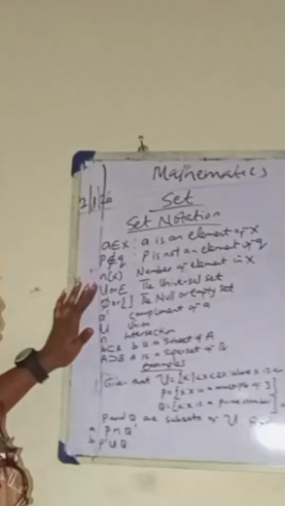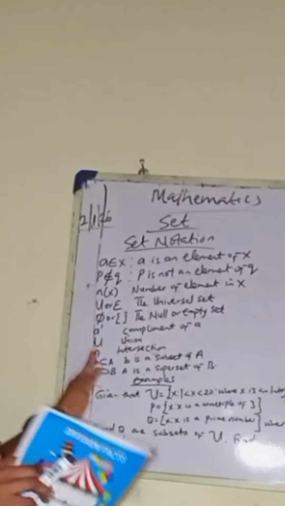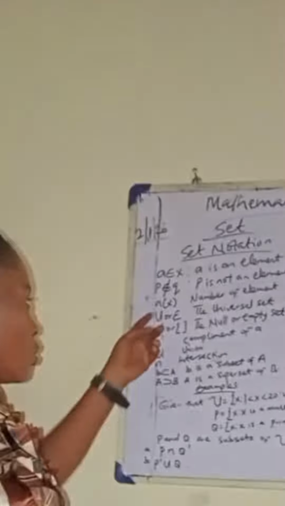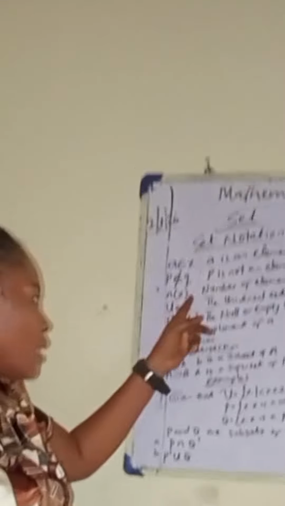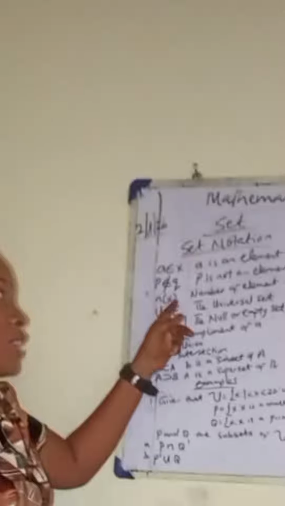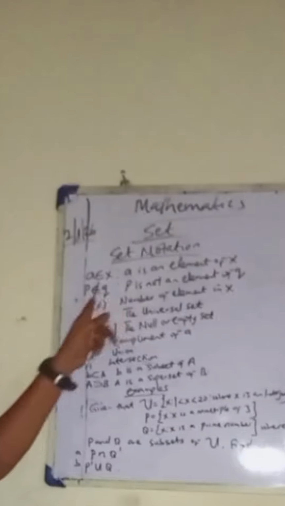This symbol here represents the universal set. The universal set comprises the sets given to you. When you see n(S), it means the number of elements in the set. Sometimes you'll be asked to list the number of elements in set A, set B, depending on the set given to you. So whenever you see n(X) or n(P), depending on the subset, it represents the number of elements of that set. Now this also represents P is not an element of Q.